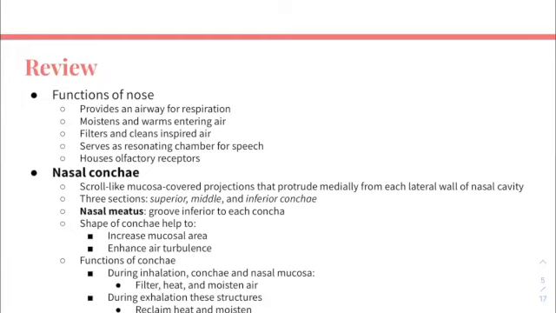Your nose also has those olfactory receptors because you can smell with your nose. We have those nasal concha. We have that superior, middle, and inferior nasal concha. And the meatus is the groove underneath each of those. The meatus and those concha help to moisten that air, filter it out, heat it up, and reclaim that moisture and that heat before you breathe out that air.